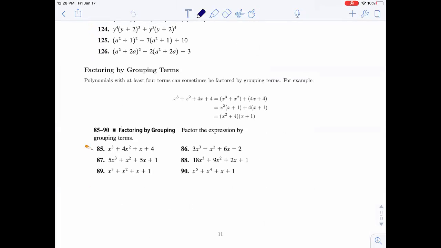The factoring by grouping terms is if you've got things like this, x to the power of 3 plus x squared plus 4x plus 4. I see two 4s here, or even two multiples of 4, and I see the x squared and the x to the power of 3. So I'm just going to separate those. I can arbitrarily write brackets around these guys, and then I can pull out common factors from those brackets.